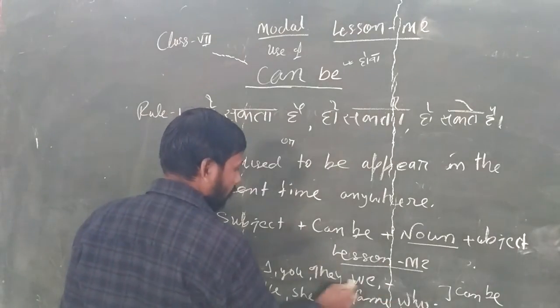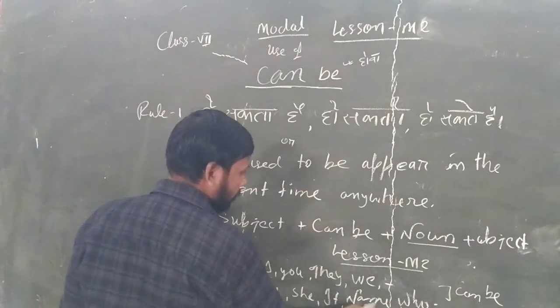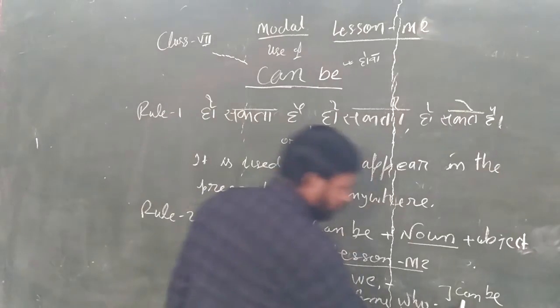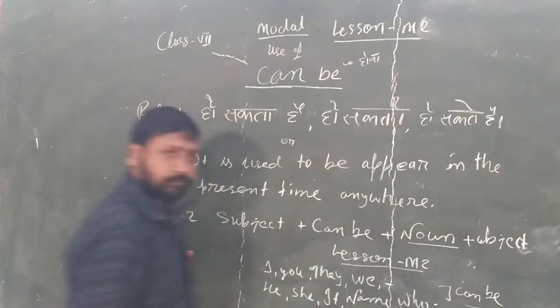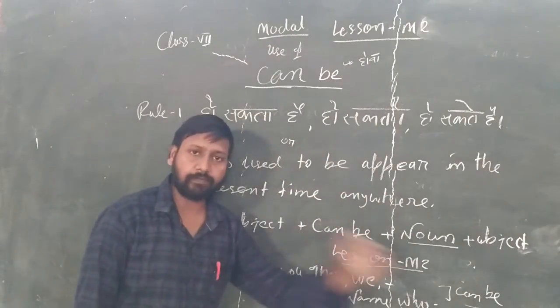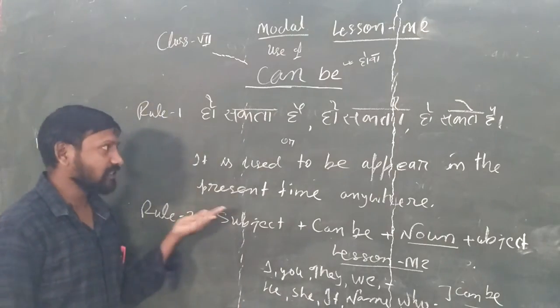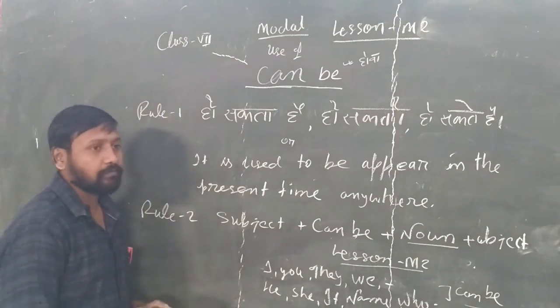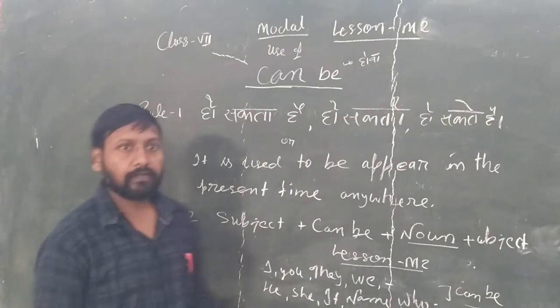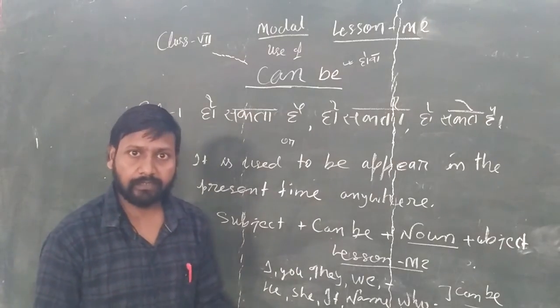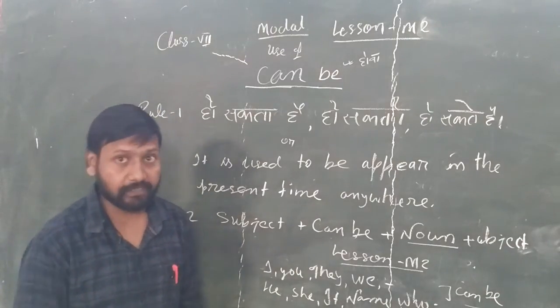I, you, they, we, he, she, it, name, who. With all subjects we will use can be. Are you getting it? Okay. So what is the exact meaning of can be? Can be means if you appear at any place, anywhere.